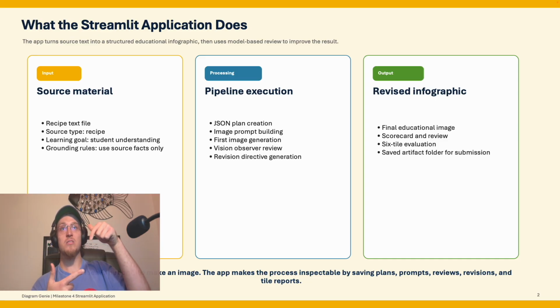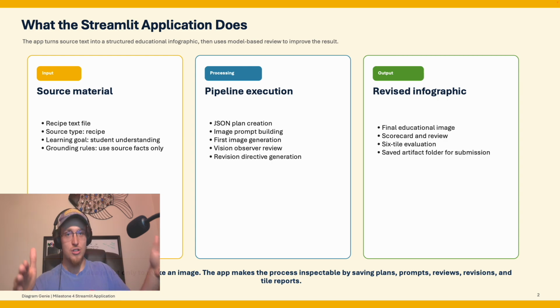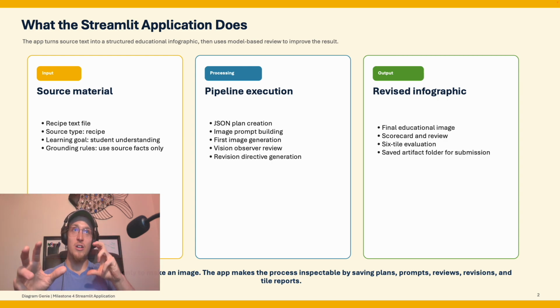That JSON is used to build an image prompt with all of those specifications. The first image is generated. A vision observer reviews it, looks at each of the 6 panels, and the revision is directed into another JSON and another prompt that is sent to generate another image. Then the revised infographic is the final educational image, and a scorecard review is produced that you can review, see how it compares, and if you like one image compared to the other, you can download one or both.